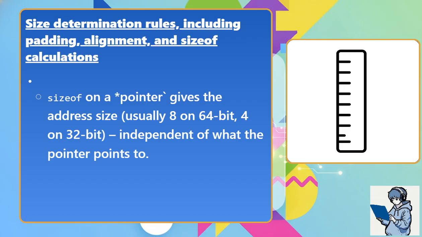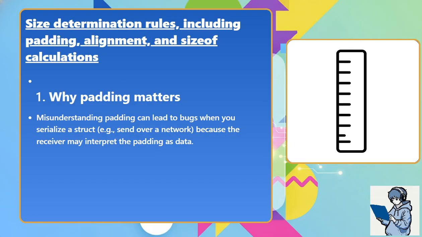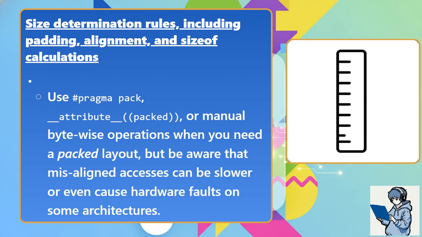Why padding matters: misunderstanding padding can lead to bugs when you serialize a struct, for example send it over a network, because the receiver may interpret the padding as data. Use pragma pack, attribute packed, or manual bytewise operations when you need a packed layout, but be aware that misaligned accesses can be slower or even cause hardware faults on some architectures.